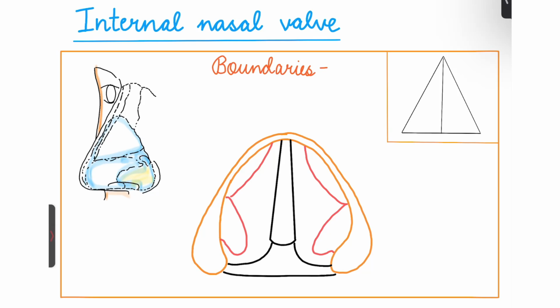Namaste. Let's look at the internal nasal valve. This is the diagram of the nose. At the nostrils, we have the external nasal valve. This is the upper lateral cartilage and this is the lower lateral cartilage. At this position, if we cut a slice and see the cross section, we will see this diagram. This is where the internal nasal valve is located.